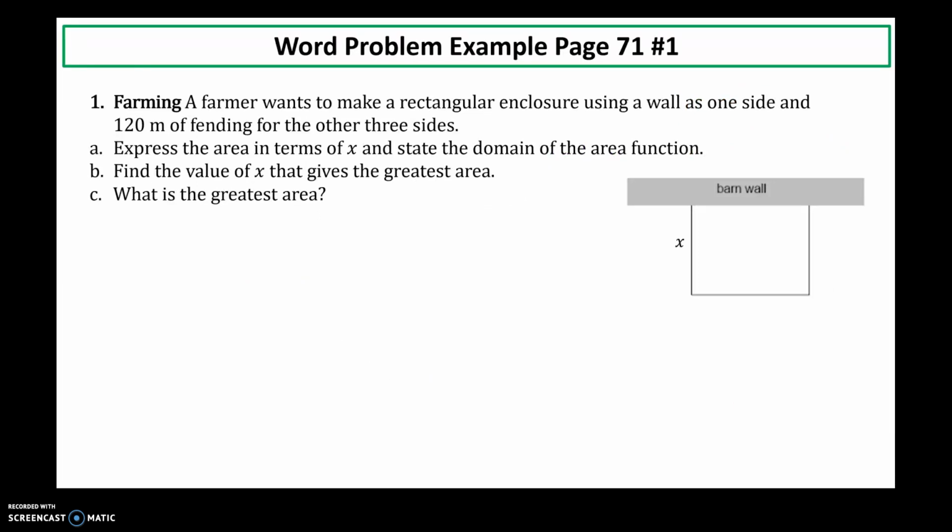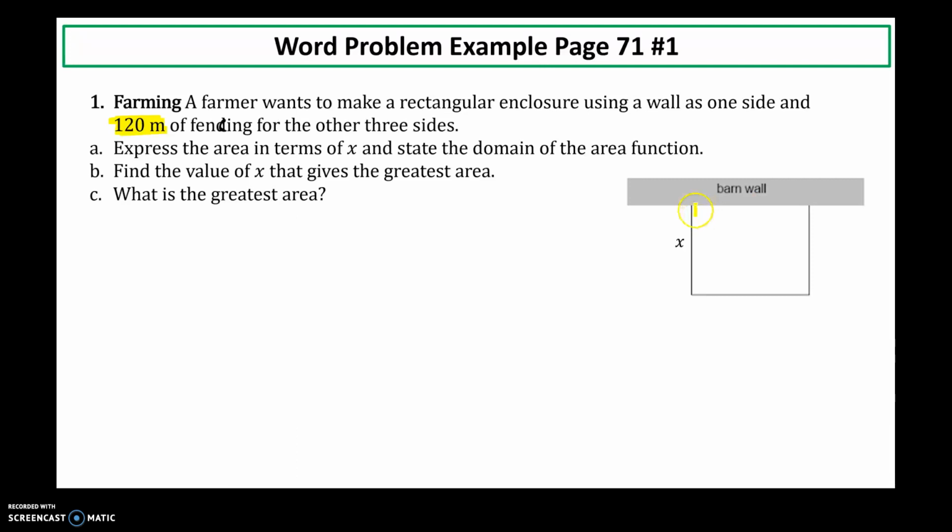Okay, this is from the textbook, number 1. A farmer wants to make a rectangular enclosure using a wall as one side and 120 meters of fencing for the other 3 sides. Express the area in terms of x and state the domain of the area function. Find the value of x that gives the greatest area, and then what is the actual greatest area. Okay, so 120 meters. Couple things here. You got to use your units to guide your answer. If I'm talking about just single units, meters, that represents my perimeter.